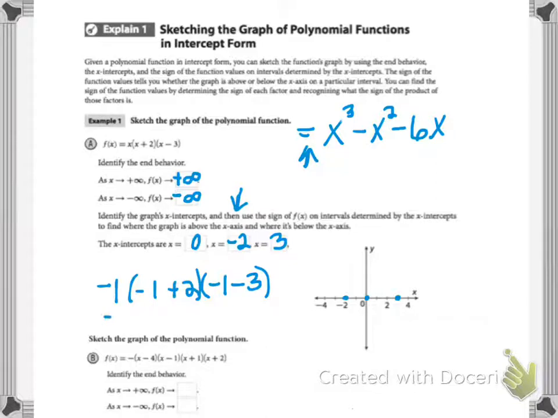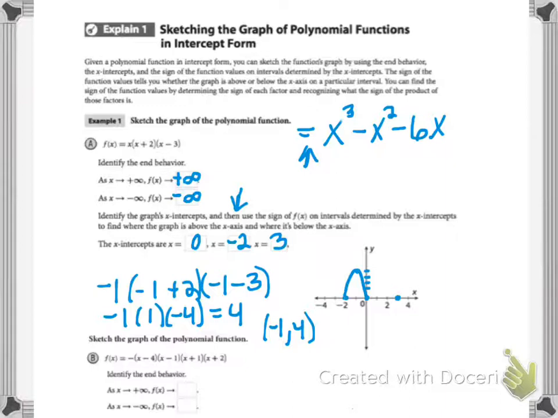If I do that, I get -1 times (-1 + 2), which is 1, and then -1 minus 3 is -4. If I multiply those together, I get +4. So the ordered pair (-1, 4) is on that graph. That means 1, 2, 3, 4. I can put that point on the graph, so I know here it's going to look like this. Now I don't know if that's the highest point. It's halfway in the middle, so it might be. If I didn't have a graphing calculator, that would be at least better than nothing, right?